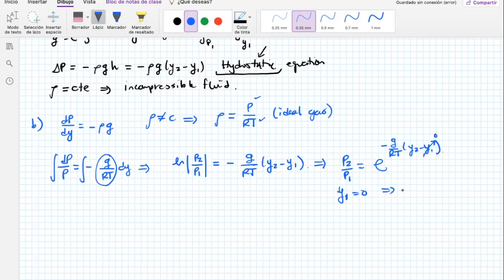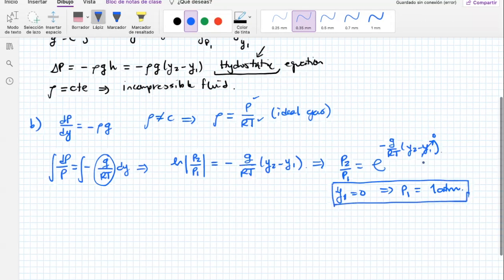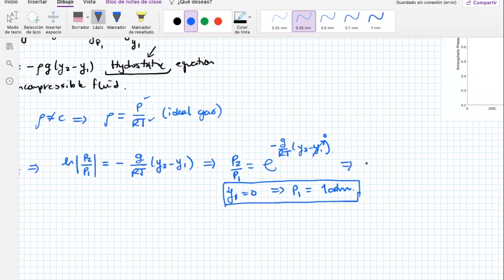Let's say P1 equals 1 atmosphere, and therefore you have yourself the very first boundary condition, or the first statement for these ones. Then you have P2 equals P1 times the exponential of minus g over R T times y2. So if you go up, you need to see that this one is 1 atmosphere, and this one is going to be lower, because if you start increasing this variable, the function is going to give you less and less value.